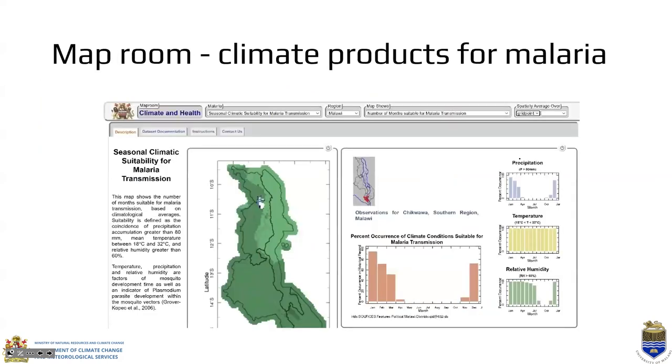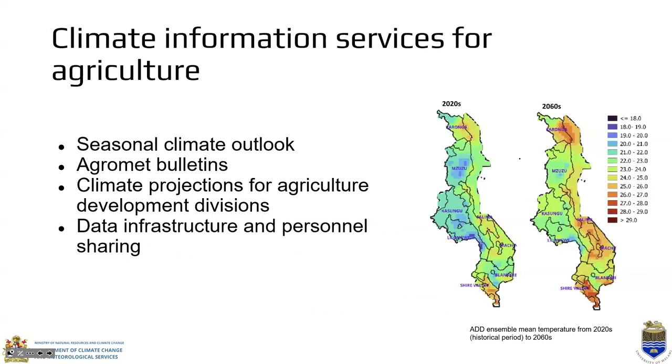And this is just an example of the map room output, which was generated using the seasonal climate information. We were able to come up with the suitability of malaria outbreaks across the country. Information which could be used by the Ministry of Health to plan in advance and reallocate resources.